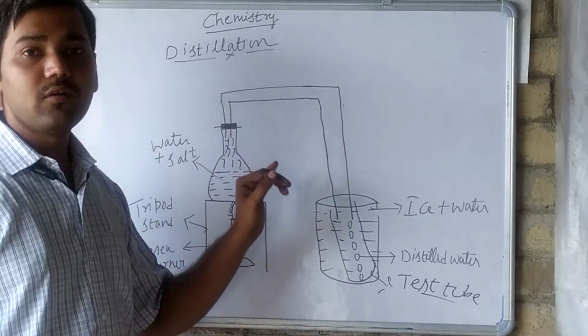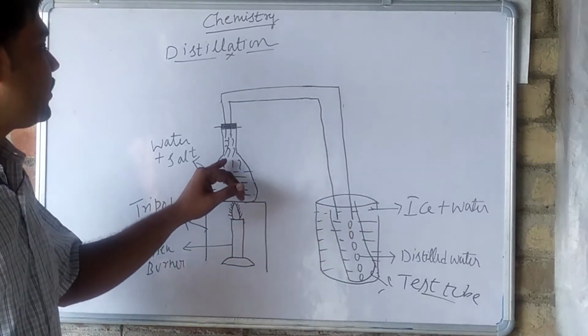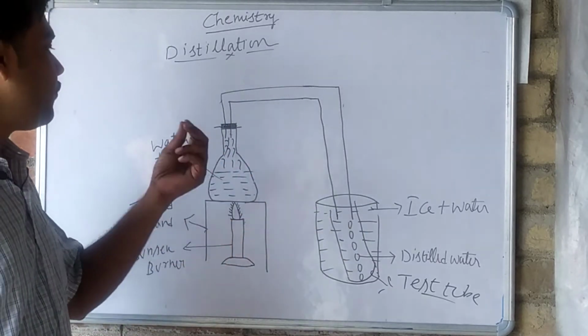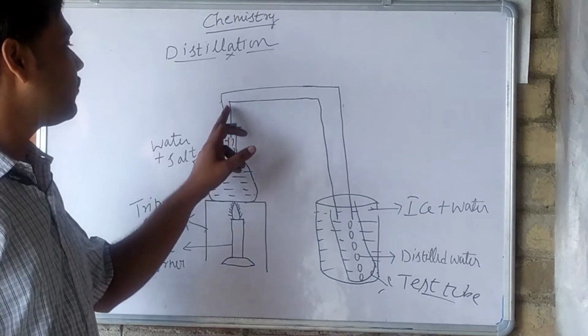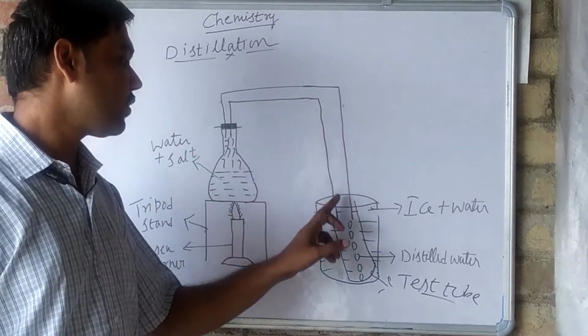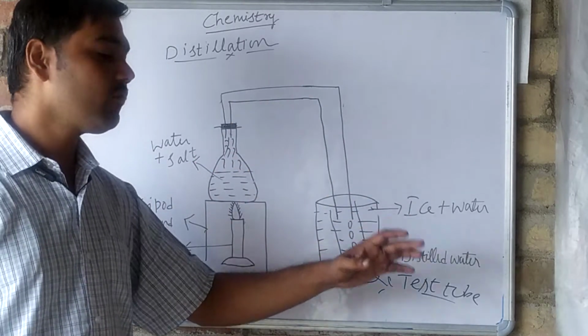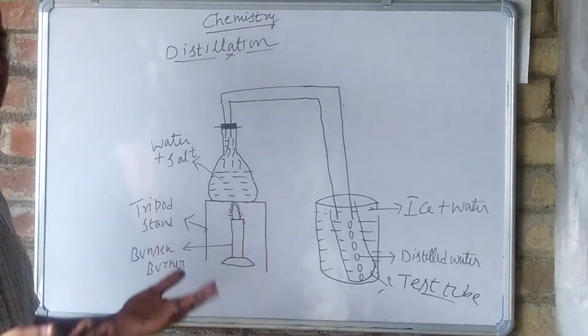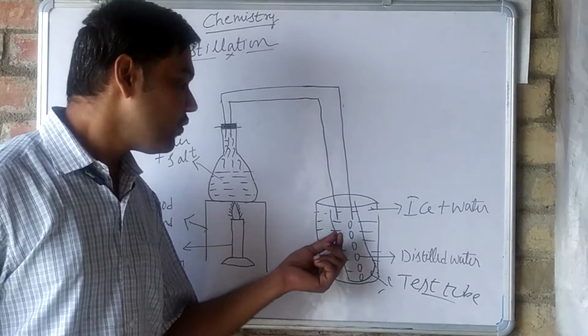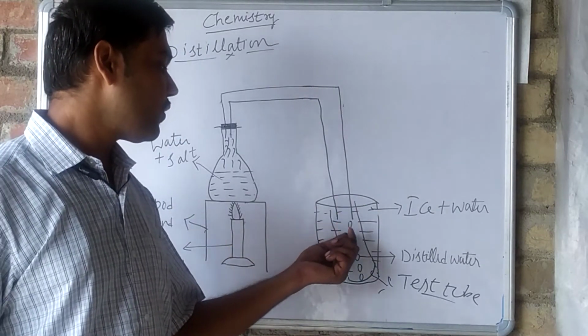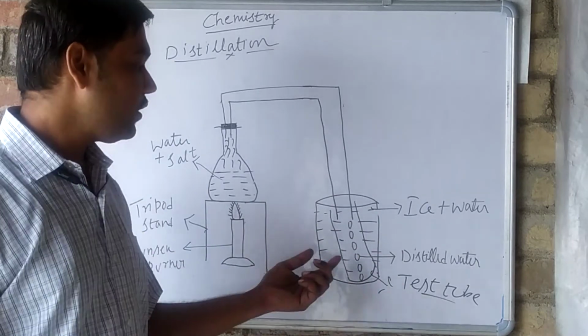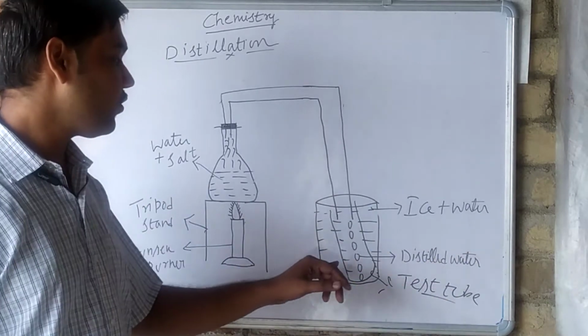The water will start evaporating, and that vapor of water starts passing through this pipe and comes to the test tube. And here we have a mixture of ice and water, that means a very cool water solution. Because of that, the vapor will start turning to droplets, and we will collect distilled water here in the test tube.